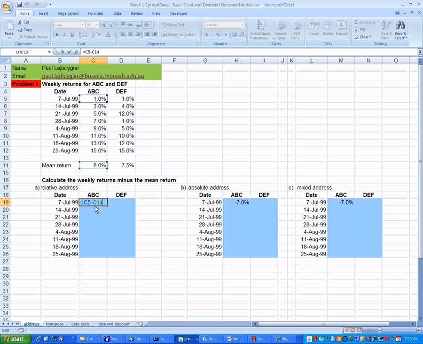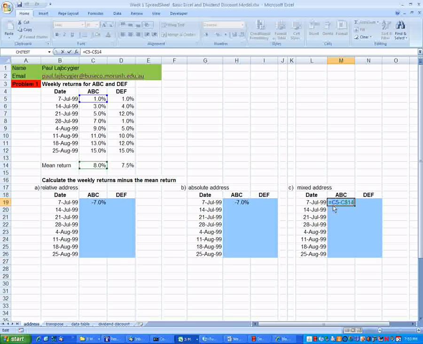This first example is looking at the difference between the return in the first week of stock ABC and the mean return in green. And you can see that the mean return, cell C14, has no dollars in front of it, and it's known as relative addressing. Now if we move over to the next block and hit F2, you can see now that the cell C14 has got a dollar in front of the C and a dollar in front of the 14. That's absolute addressing.